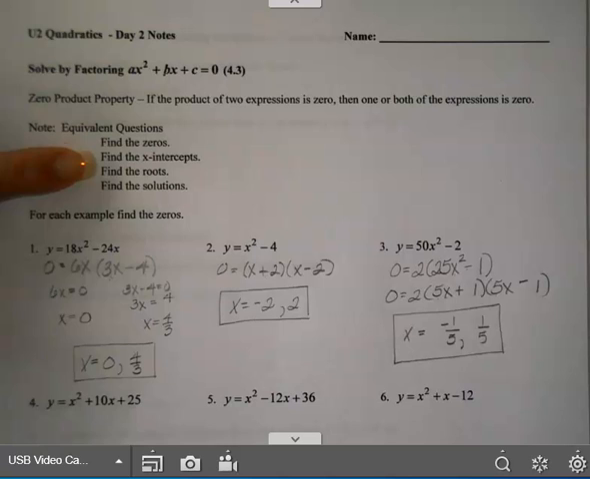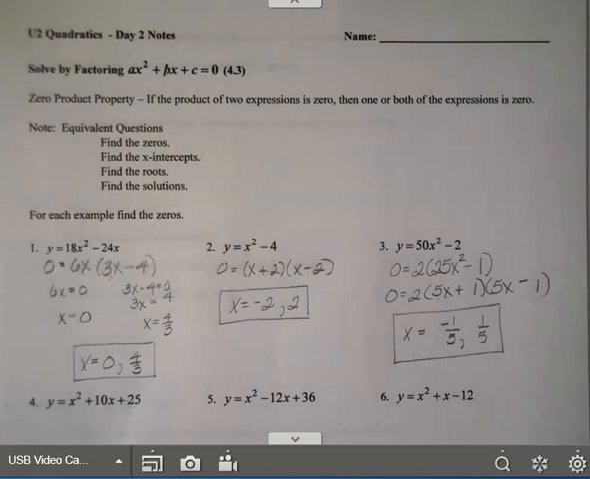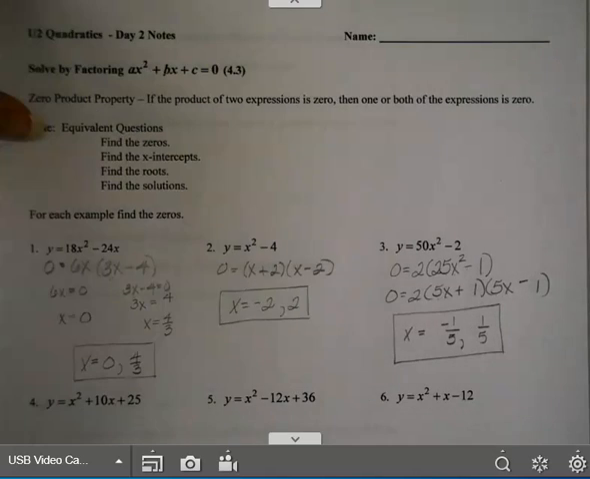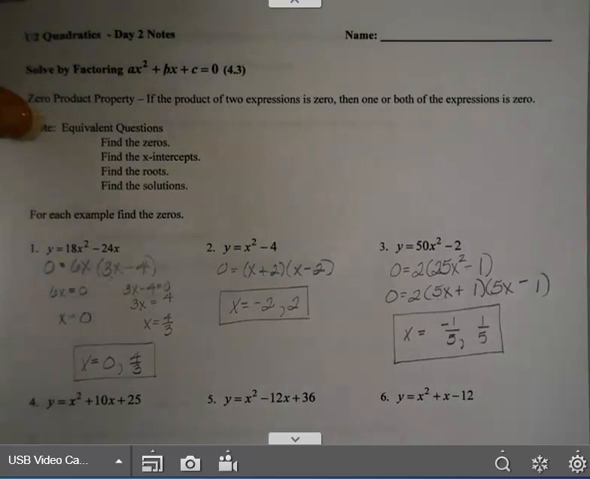Up here, I'm using some words here. Zeros, x-intercepts, roots, and solutions, those are all equivalent questions. So they could ask it in any of those ways, and they're asking you to find the same thing.